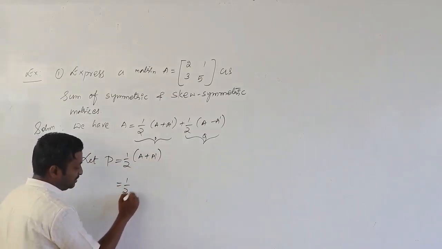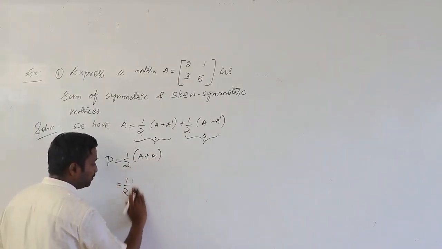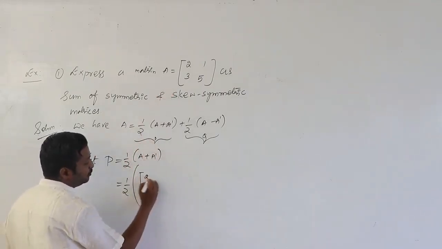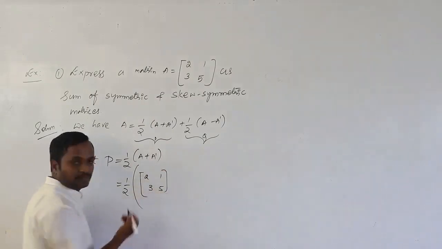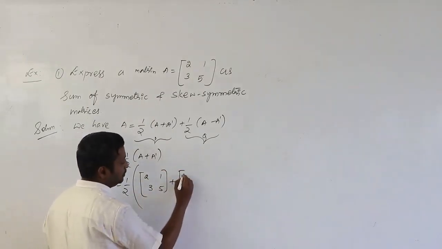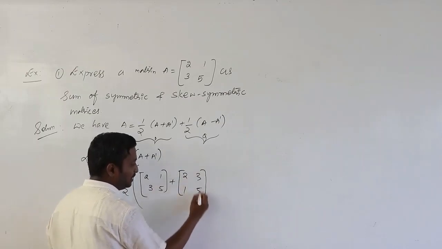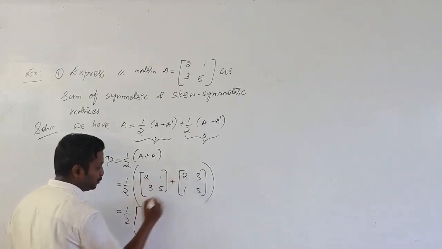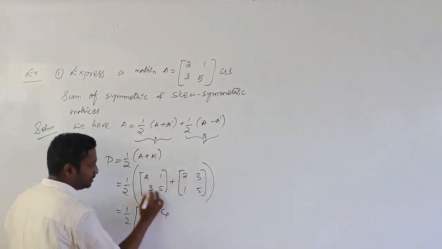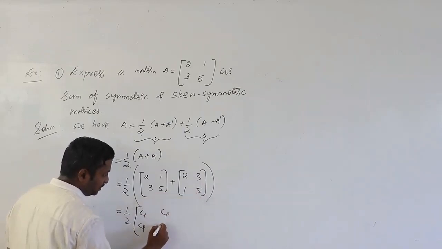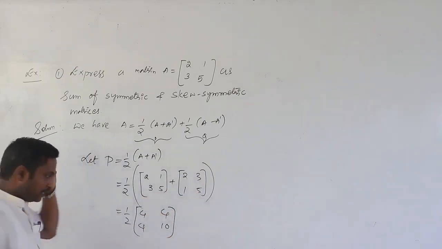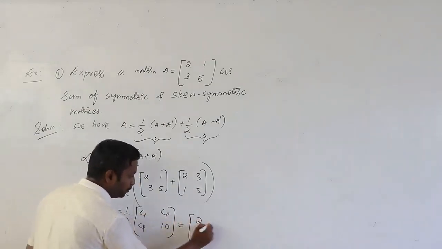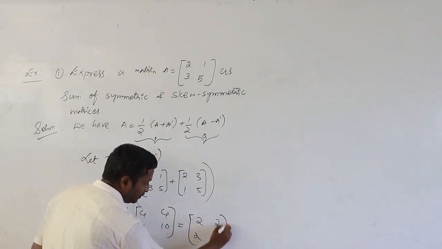So 1/2 as it is. Just observe the point. A matrix keep as it is: 2, 1, 3, 5, plus A dash, which is 2, 1, 3, 5 with the rows and columns interchanged. 1/2 keep as it is. Adding the matrices: 2 plus 2, 4; 1 plus 3, 4; 3 plus 1, 4; 5 plus 5, 10. Now 1/2 multiply: 2, 2, 2, 5.